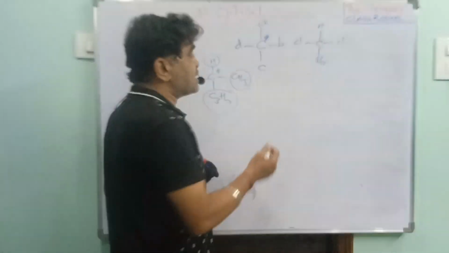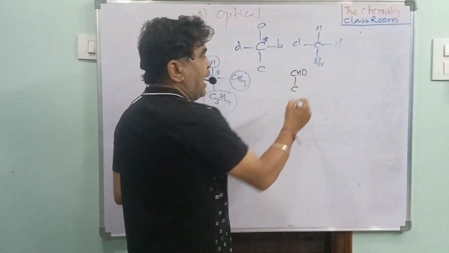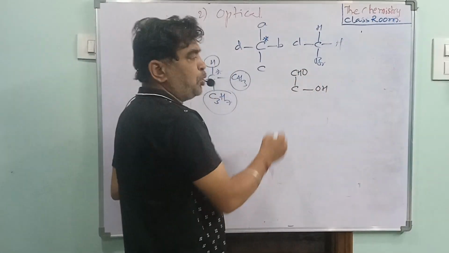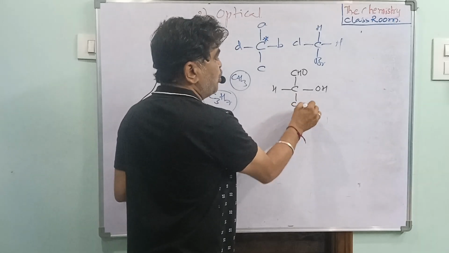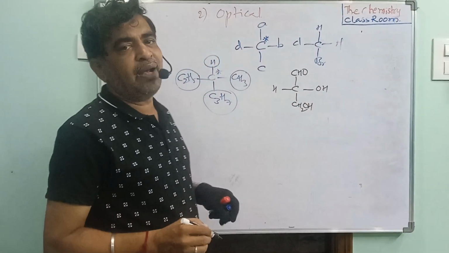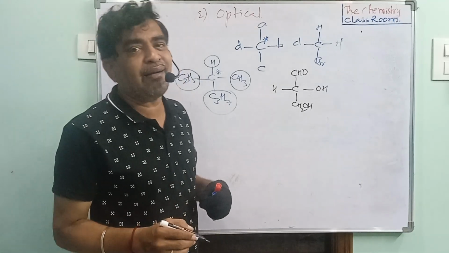One more example we'll see. On one side I am writing a CH3 group, and on another side an OH group. On one side I am writing hydrogen, and on the other side CH2OH. This compound is called glyceraldehyde.